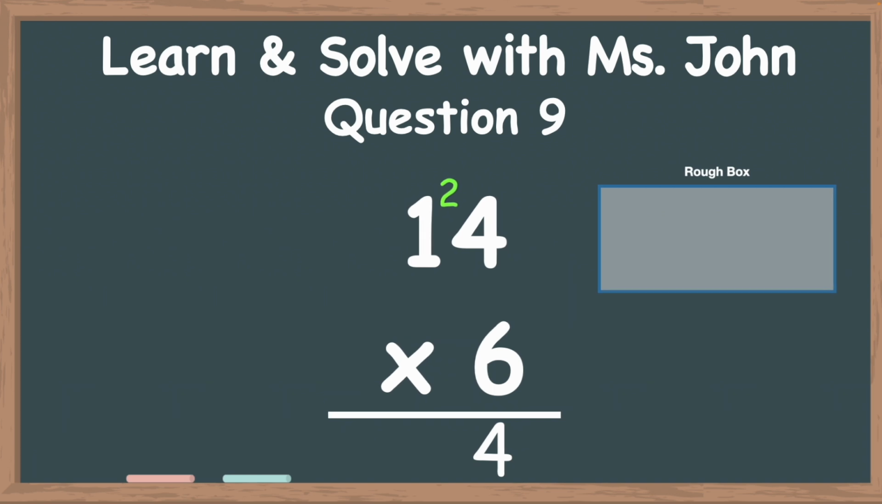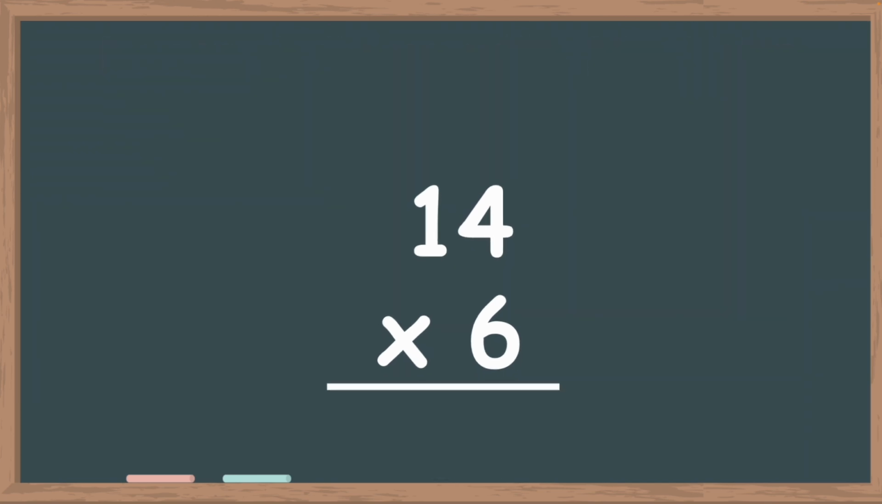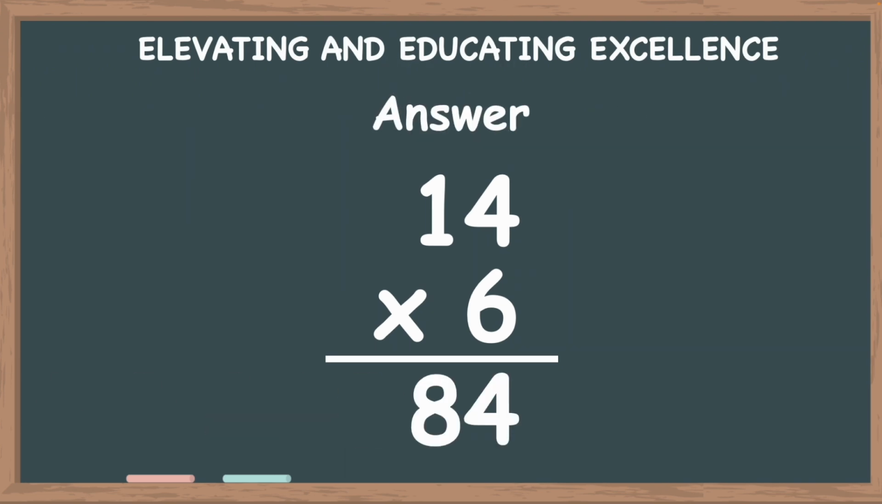Now we'll draw another rough box. In this rough box, we're going to multiply 6 times 1. So let's write 6 times 1, which equals 6. Then we'll take the number we carried, the 2, and add it to the answer 6. So 6 plus 2 equals 8. Now we must move the 8 to the tens column of the answer section. The answer for 14 times 6 is 84.